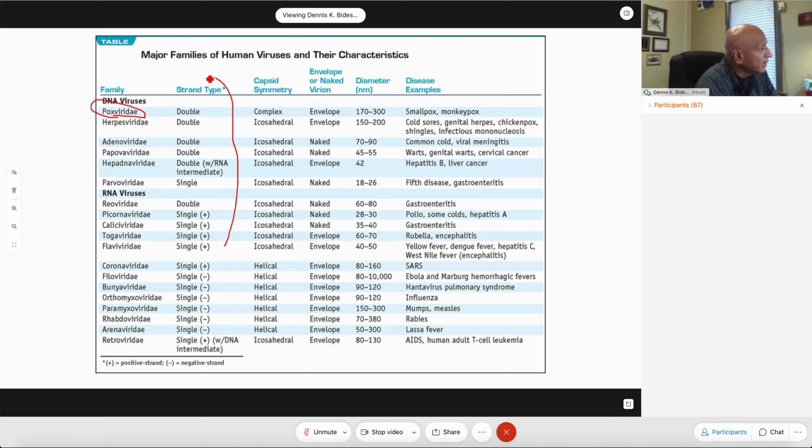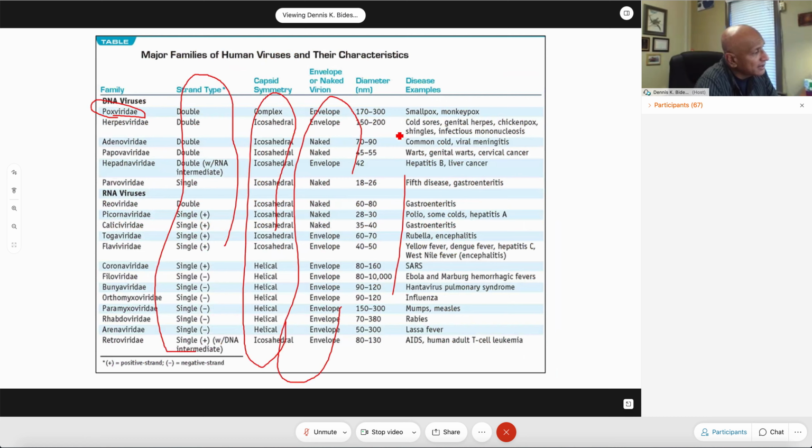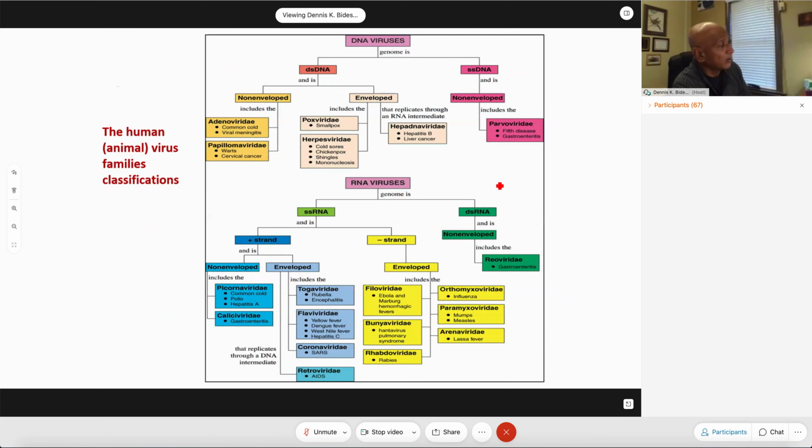It tells you the type of nucleic acid, it tells you the shape, which I want to ask you to memorize, and it tells you if it's enveloped or naked, all right? Tells you the size, and of course, it tells you the types of diseases these viruses cause. But we will talk about these diseases as we go along.